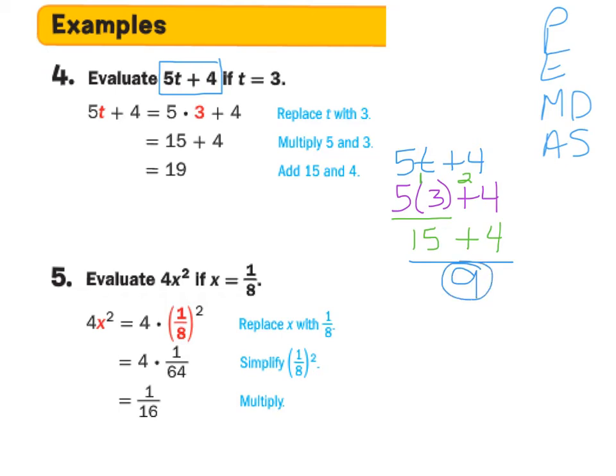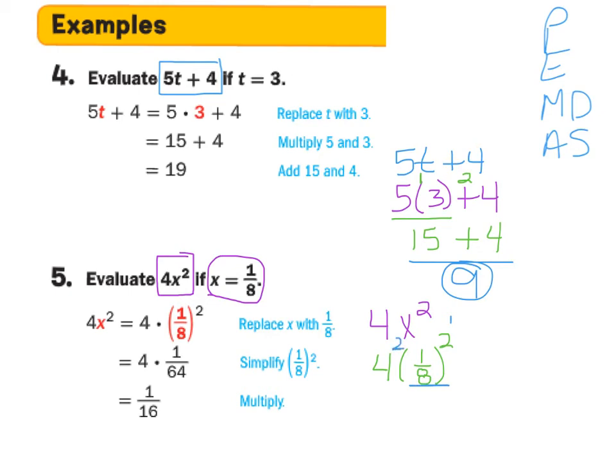Let's take a look at C. They want us to evaluate 4x squared. And they said let x equal 1/8. So we'll start by rewriting it, 4x squared. So then we're going to replace the variable, 4 times 1/8 squared. So this looks kind of tricky. We have multiplication and we have exponents. So we have to do the exponents first, and then we'll get to multiply.